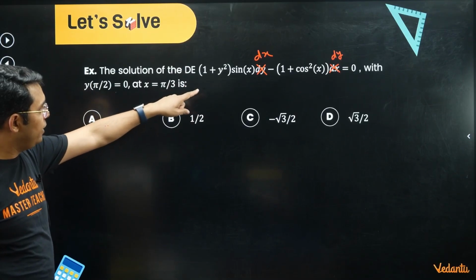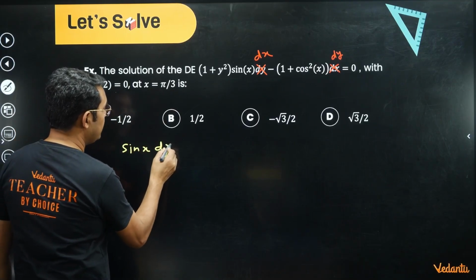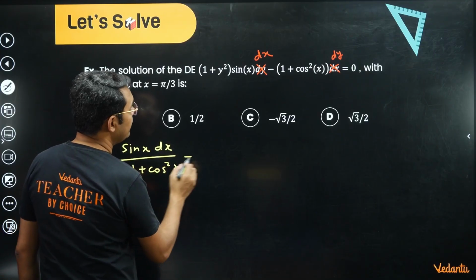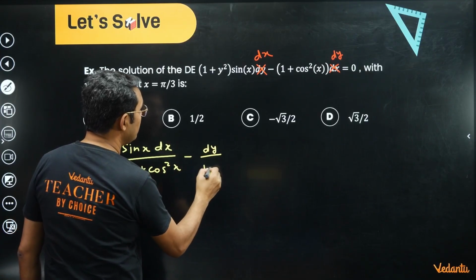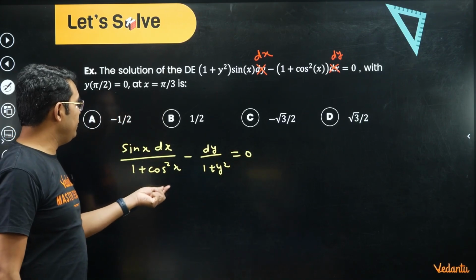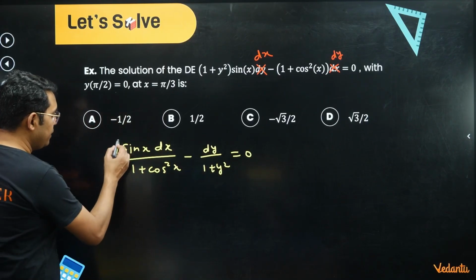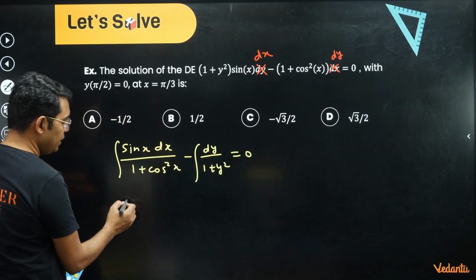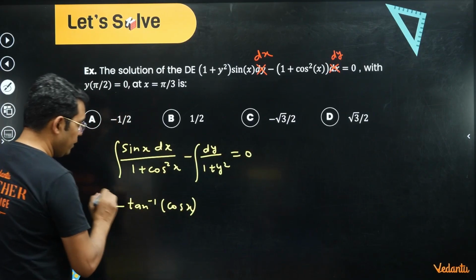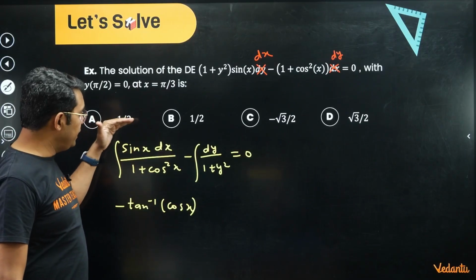So here if I write this way, I think it will become sin x dx divided by 1 plus cos square x, and then minus dy upon 1 plus y square equal to 0. Now you can see it is variable separable. All the functions of x are written with dx and all the functions of y are written with dy. So integrate it, this and this. We will be getting this as tan inverse cos x with a minus sign outside, because we will be taking cos x as t. So minus sin x dx will be dt. So dt upon 1 plus t square.